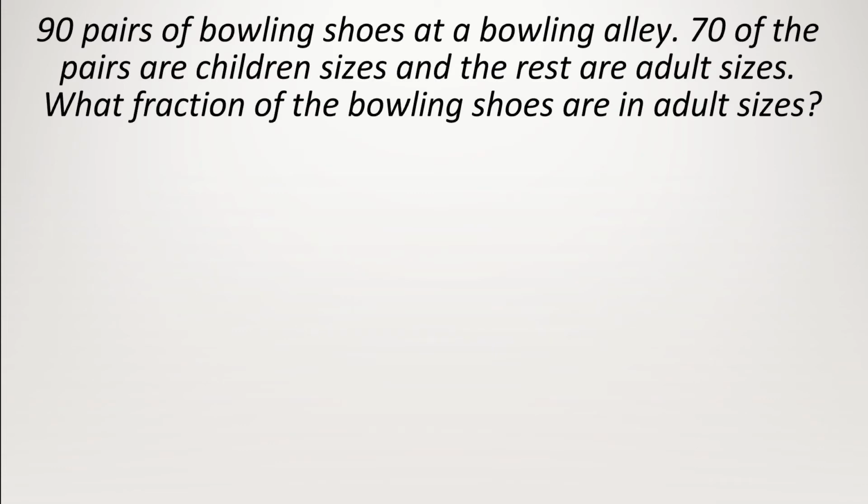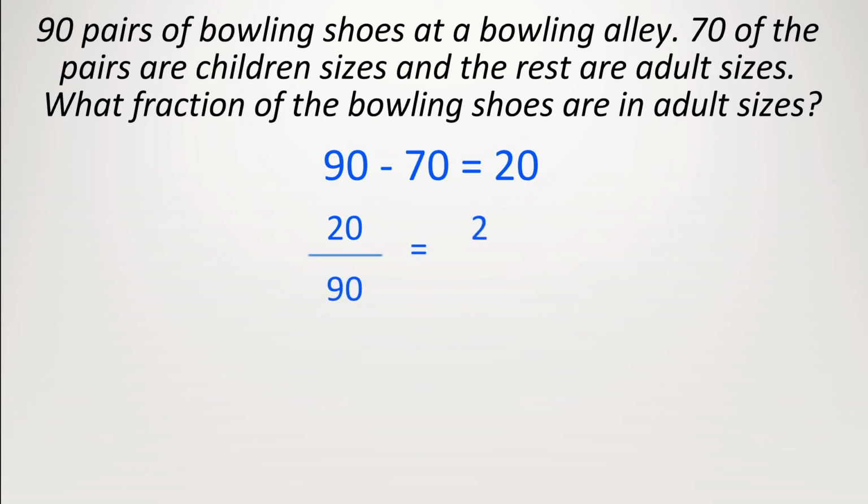There are 90 pairs of bowling shoes at a bowling alley. 70 of the pairs are in children's sizes, and the rest are in adult sizes. What fraction of the bowling shoes are in adult sizes? 90 is the total, 70 is the children. How to work out the adults? We subtract. 90 minus 70 equals 20. But 20 out of what? The total. 20 out of 90. Divide top and bottom by 10. So we have an equivalent fraction, 2/9. This is the adults. If they asked for the children, it would be 7/9.